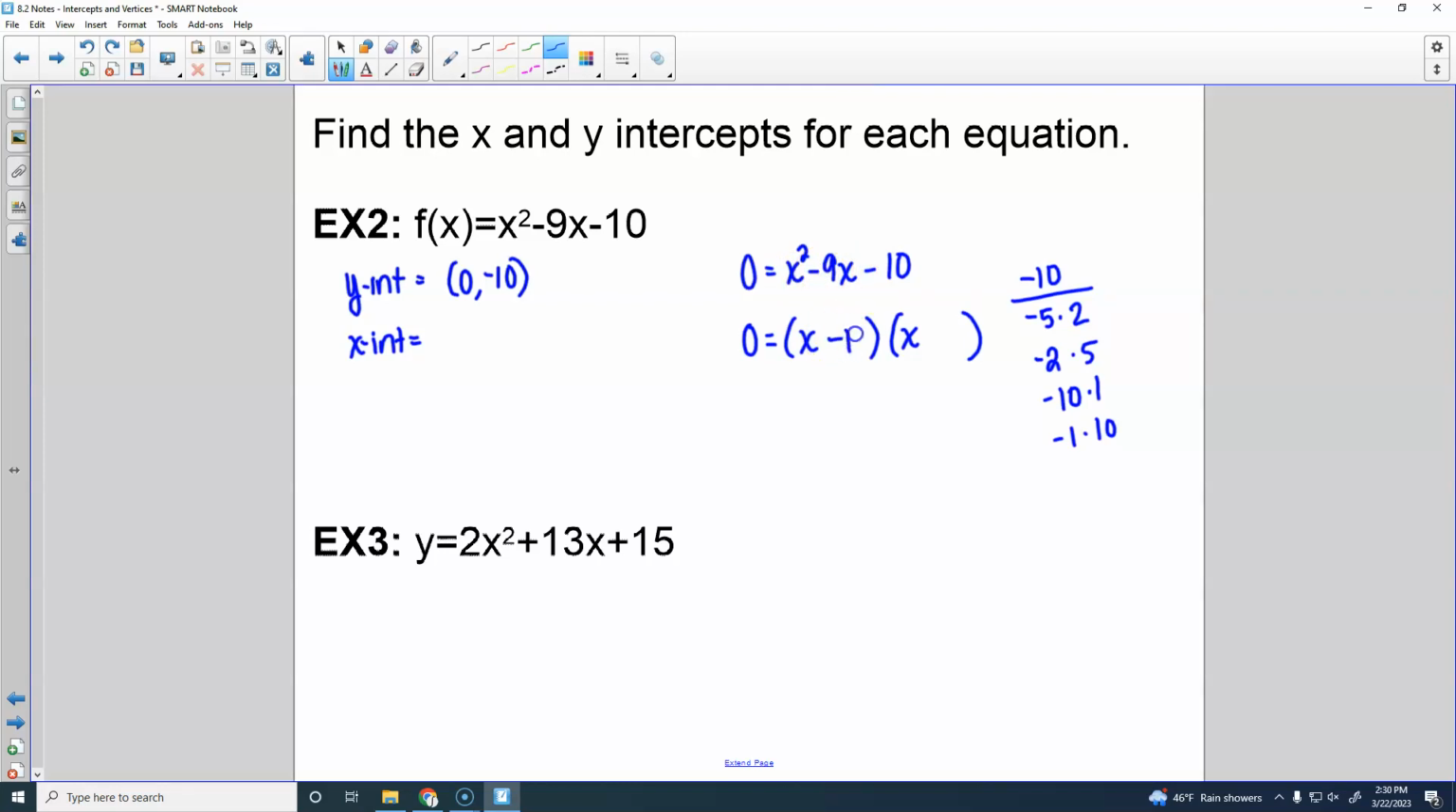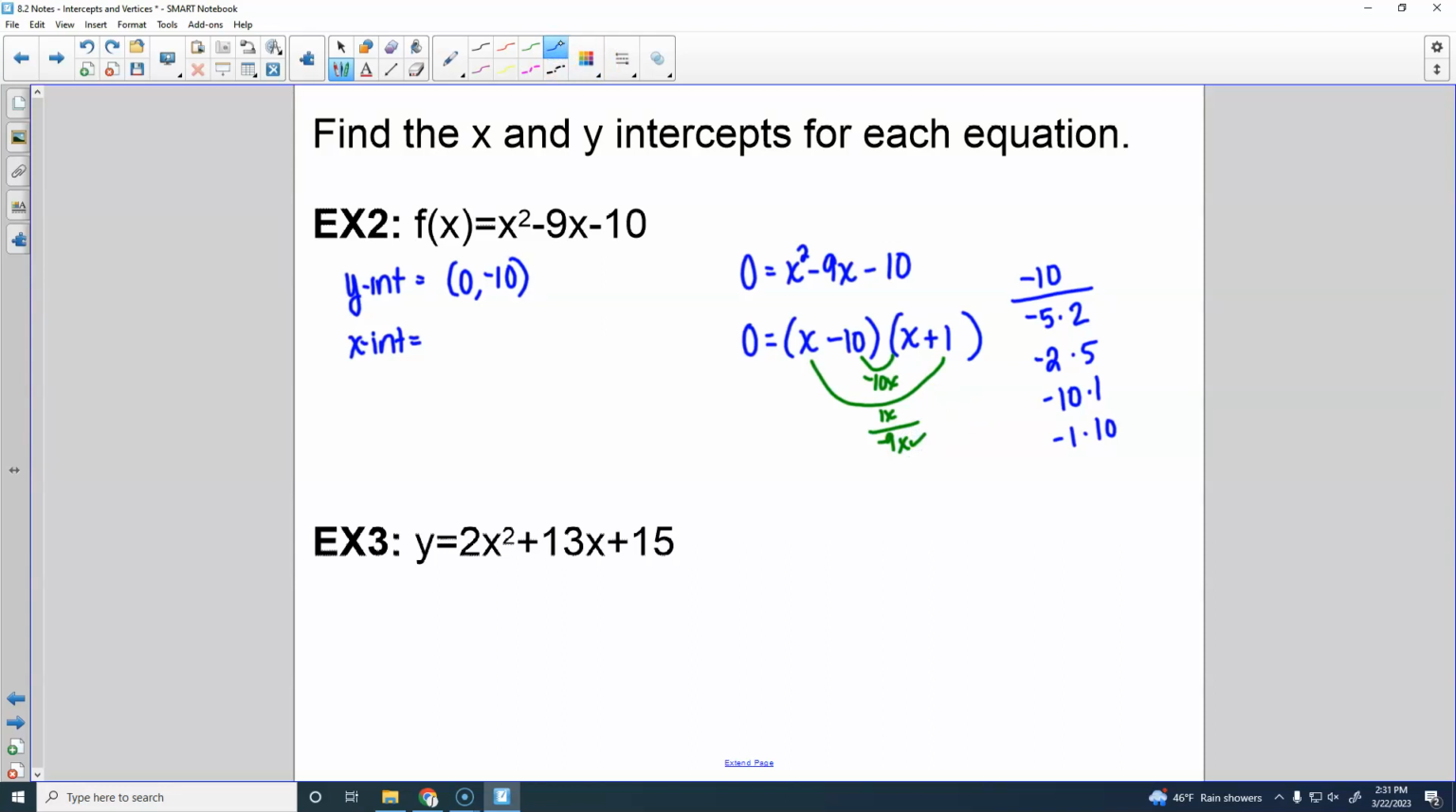Negative 10, positive 1. Because if I go back and check this, the outside terms give me negative 10x. The inside terms give me a 1x. That gives me negative 9x, which is what I want. So remember, that's not our answer. That's just our factored form.